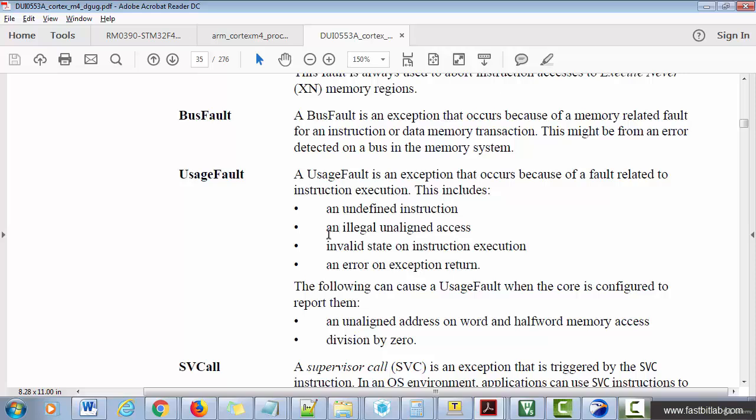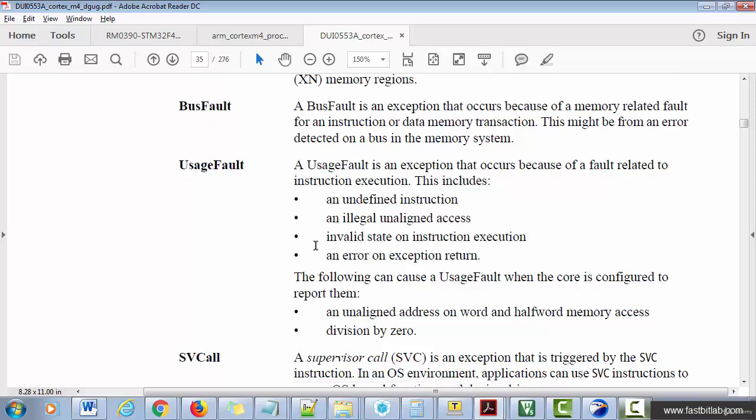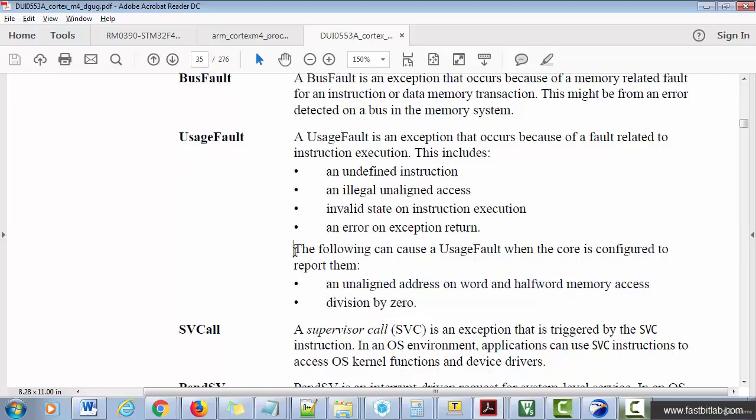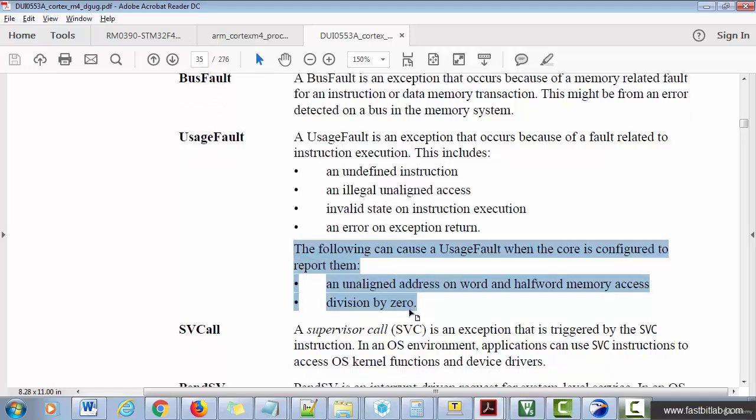All right. So now the usage fault can also be triggered during unaligned data access. Okay, we will see this in the next lecture, how the processor triggers on illegal unaligned access and invalid state or instruction execution, an error on exception return, etc. Okay, and these are very important. I will discuss more about this in the later lectures.